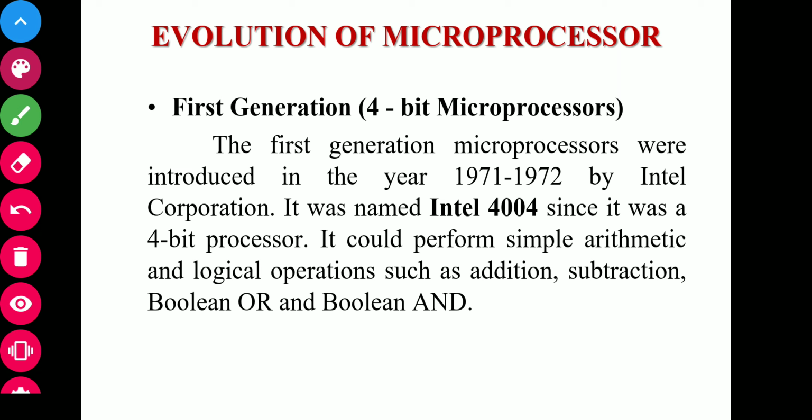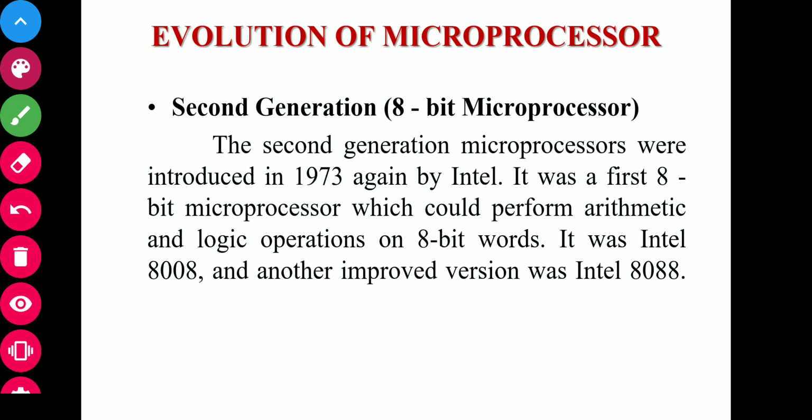And the second generation microprocessor is an 8-bit microprocessor. The second generation microprocessors were introduced in 1973, again by Intel, and it was the first 8-bit microprocessor, which could perform arithmetic and logic operations on 8-bit words. Whereas the previous generation, the 4004, could perform only 4-bit operations, this is an 8-bit microprocessor, so it can perform 8-bit operations, right? It was the Intel 8008, and another improved version was the Intel 8088.